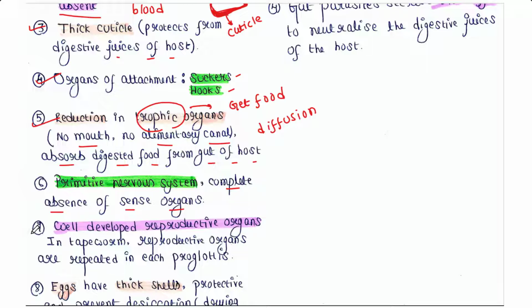Next is they have very well developed reproductive organs, because they need to spread themselves.